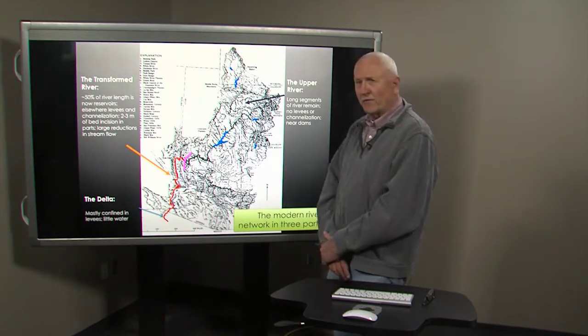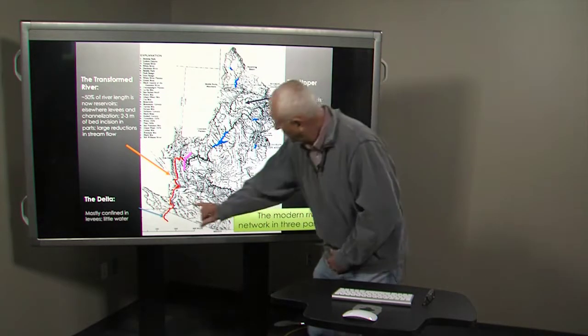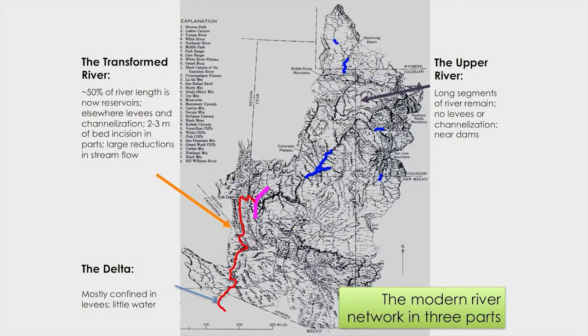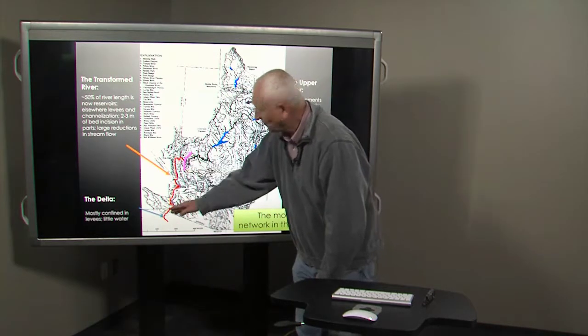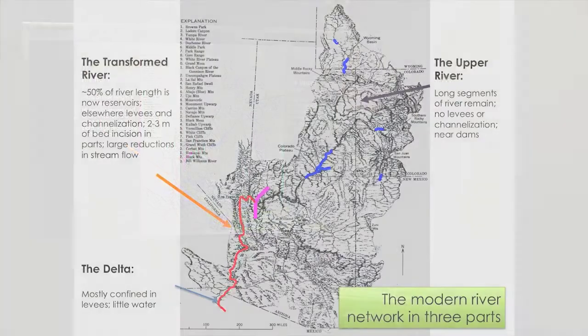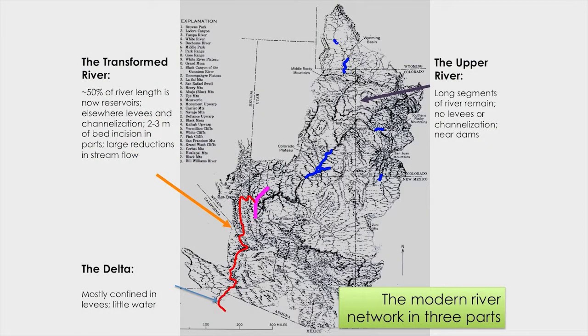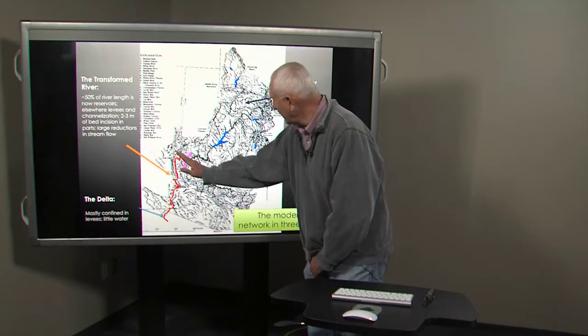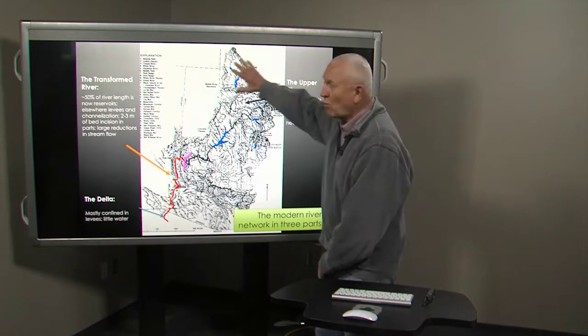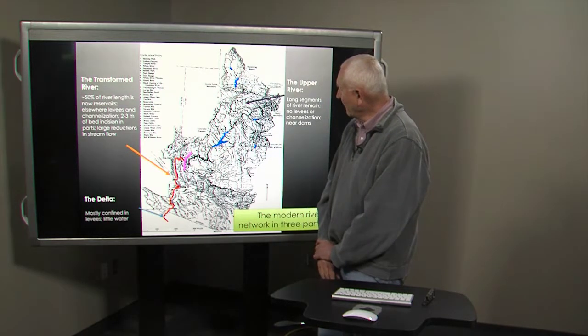And I divide the river into three unequal parts. The Delta, just down in Mexico, an area where the river is confined in levees with almost no flow. The transformed section of the river between Hoover Dam and Yuma, in which approximately half of the total length of the river is now reservoirs, and much of the rest has been channelized or confined by levees. And then upstream from Lake Mead, we have a relatively wild section of the continent.